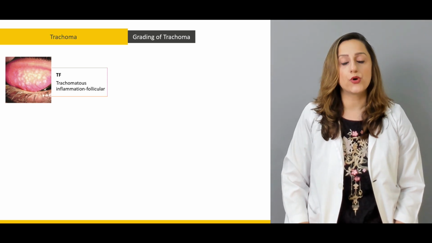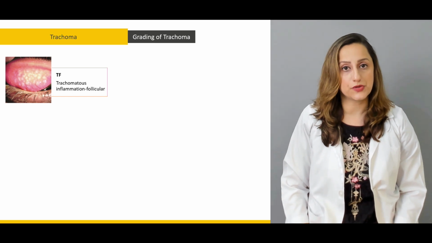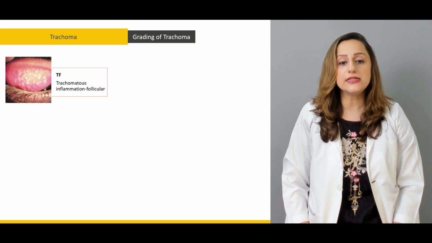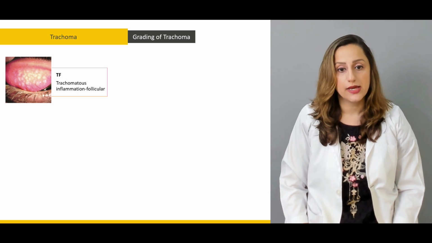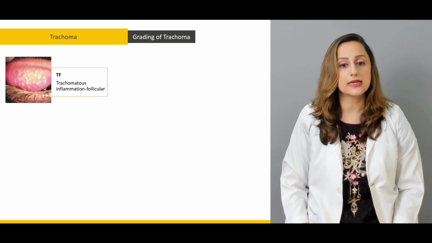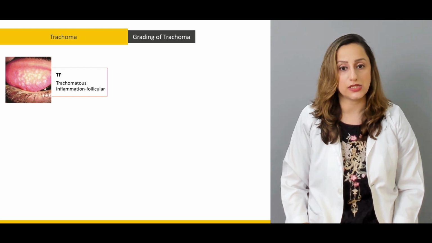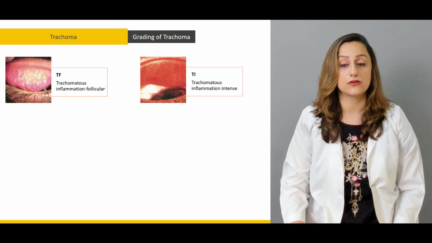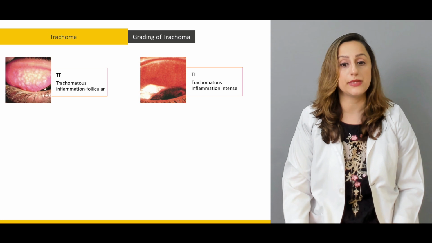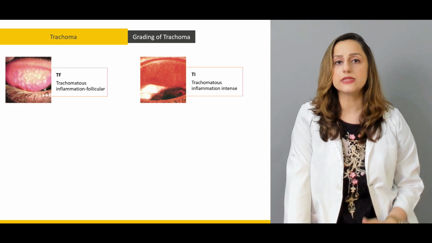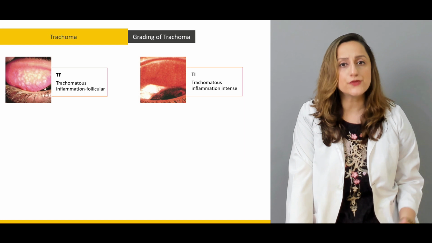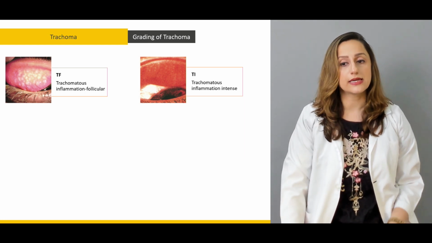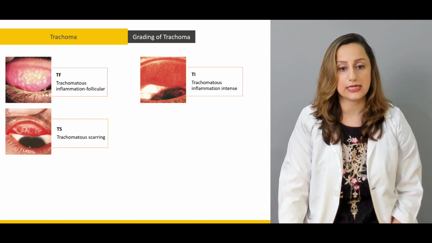This is a more practical kind of grading that is used for documentation more commonly. We have the TF stage, that is basically the trachomatous inflammation follicular stage. That is followed by the TI stage, the trachomatous inflammation intense. So we start off with a much milder form of inflammation and then move on to the most intense inflammation in the TI stage.